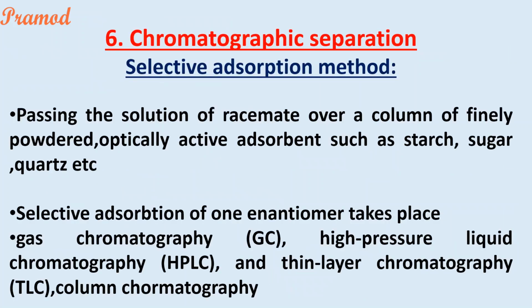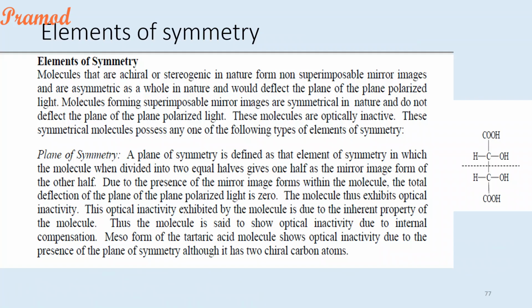And the last one is the chromatographic method, that is the selective absorption method. It uses a column, HPLC or gas, where there is an active absorbent in the column. One enantiomer gets attracted and the other does not. Absorbents like starch, sugar, quartz, etc. are used. Techniques are gas chromatography, HPLC, thin layer chromatography and column chromatography, used for the separation of your racemic mixture.